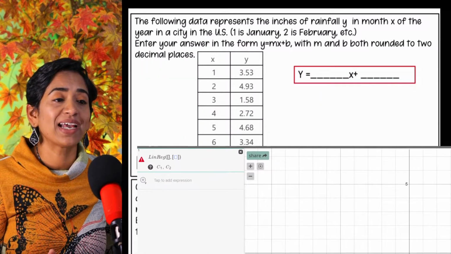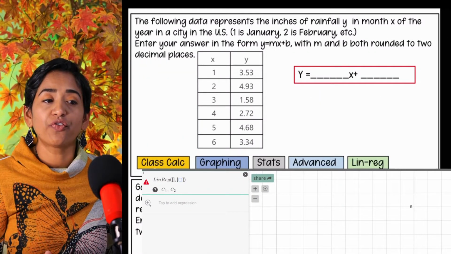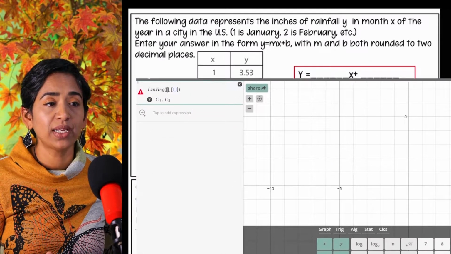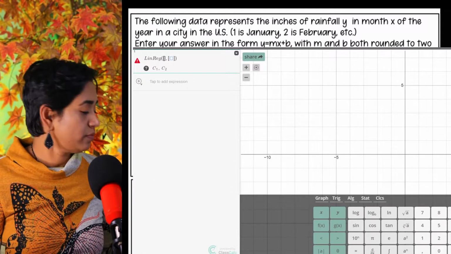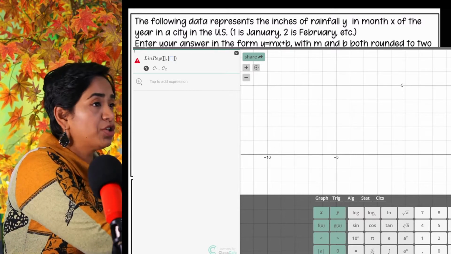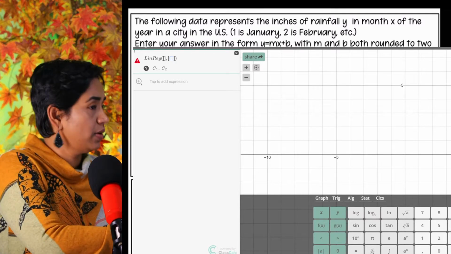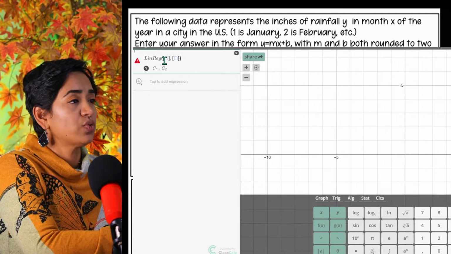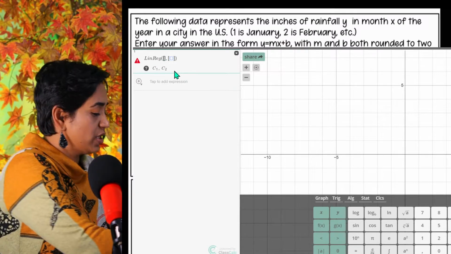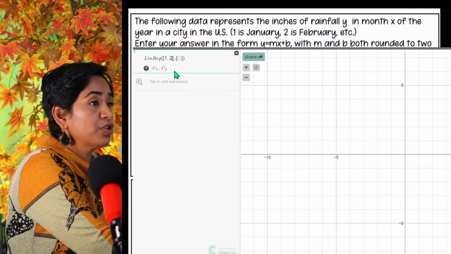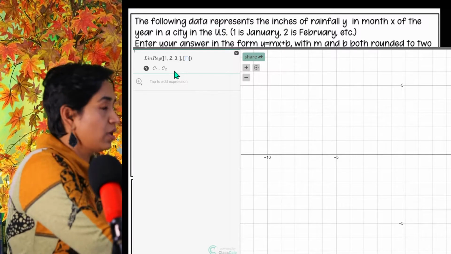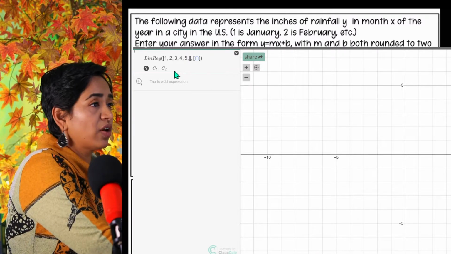Here my x values are 1, 2, 3, 4, 5, 6. That's pretty easy to plug in. Let me do that. I have to be in this window. So it's 1, comma, 2, comma, 3, comma, 4, comma, 5, comma, 6.